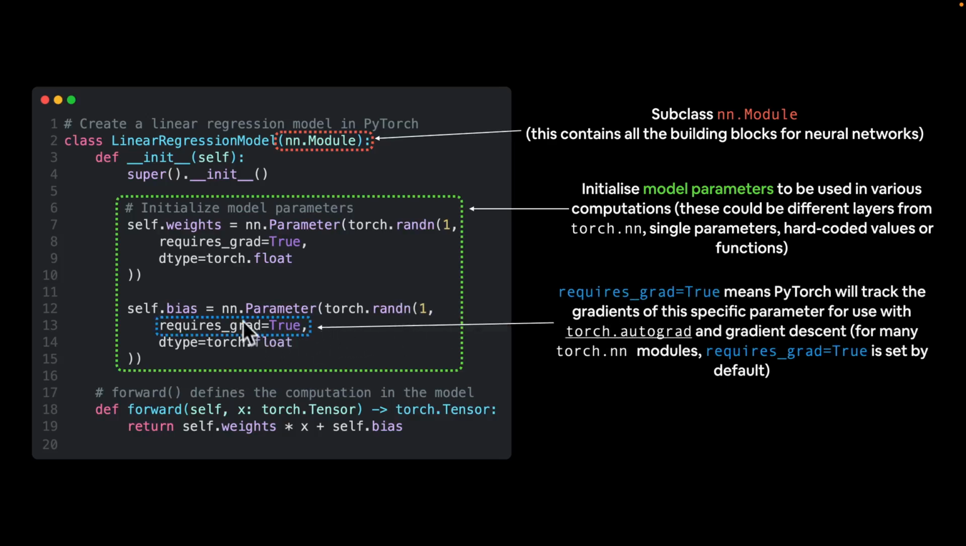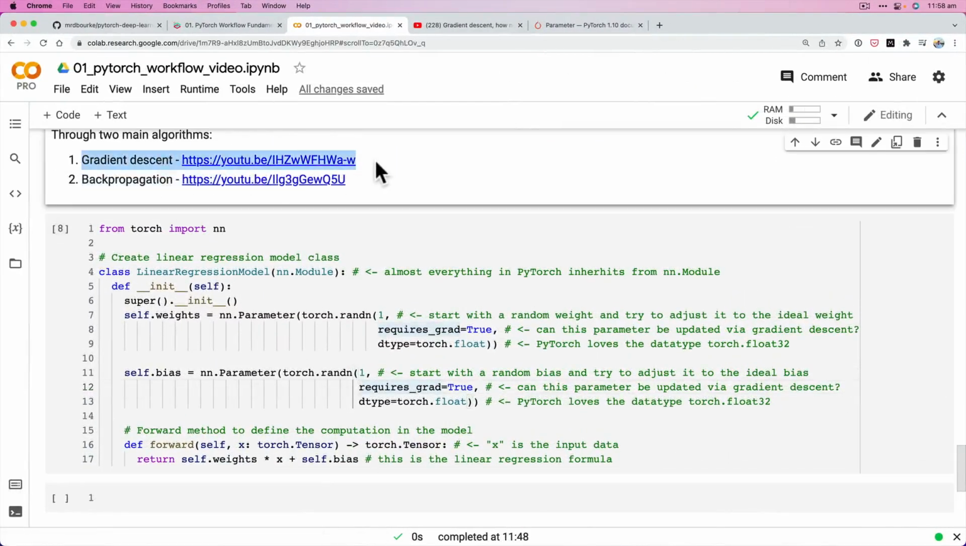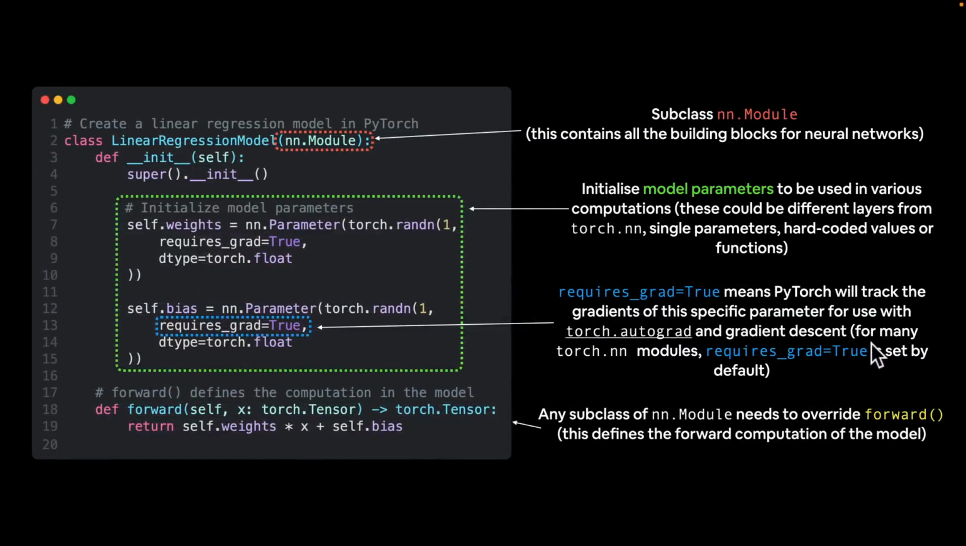Now we've explicitly set requires_grad=True for our model parameters. So this in turn means that PyTorch behind the scenes will track all of the gradients for these parameters here for use with torch.autograd. So the torch.autograd module of PyTorch is what implements gradient descent. Now a lot of this will happen behind the scenes when we write our PyTorch training code. So if you'd like to know what's happening behind the scenes, I'd highly recommend you check out these two videos, hence is why I've linked them here. Oh, and for many torch.nn modules, requires_grad=True is set by default.